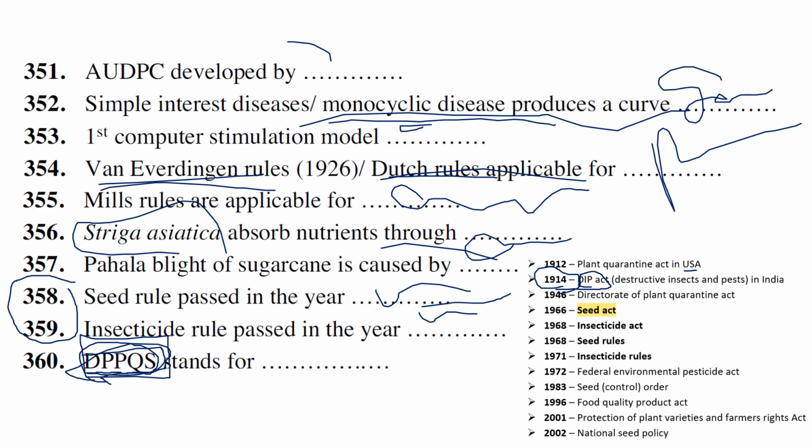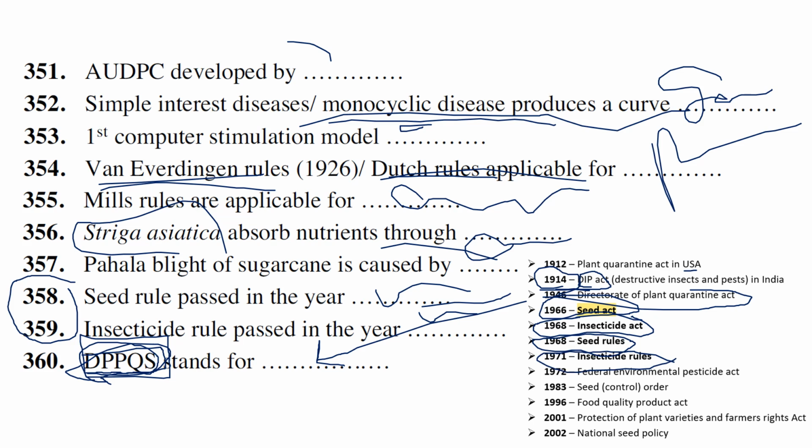The DIP Act, or expanded, Destructive Insect and Pest Act, was passed in the year 1914. Okay, 1946 Directorate of Plant Quarantine Act. So this is where DPPQS comes, Directorate of Plant Protection, Quarantine and Storage. Okay, 1966 Seed Act, 1968 Insecticide Act, 1968 again Seed Rules, 1971 Insecticide Rules.